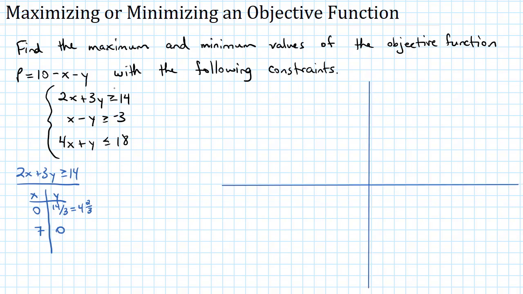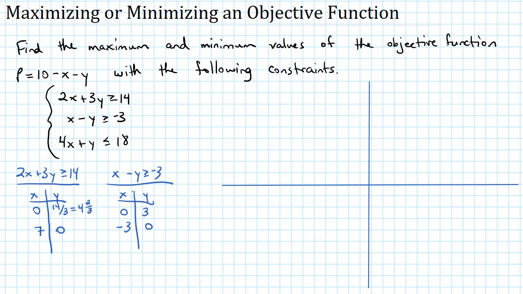All right, the next one is x minus y is greater than or equal to -3. And this one's a little bit easier. If I plug in 0 for x, I get -y equals -3. If I divide, I get 3 for y. If I plug in 0 for y, I get x equals -3, and that's all we have.